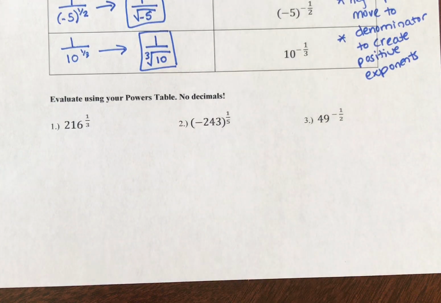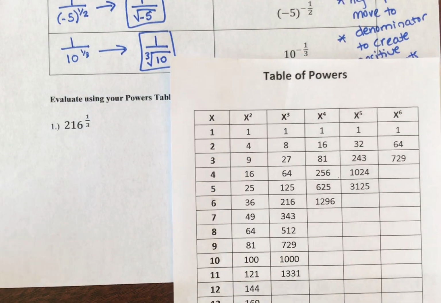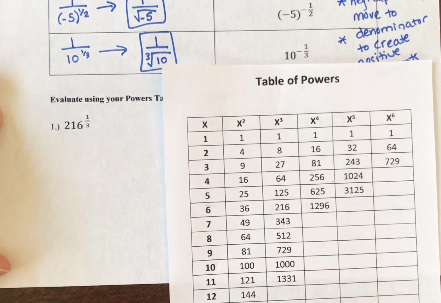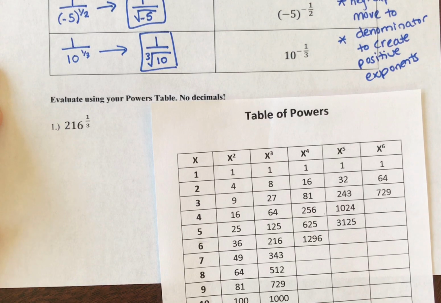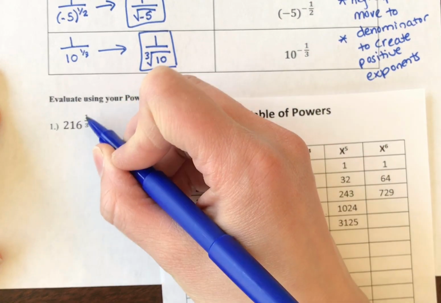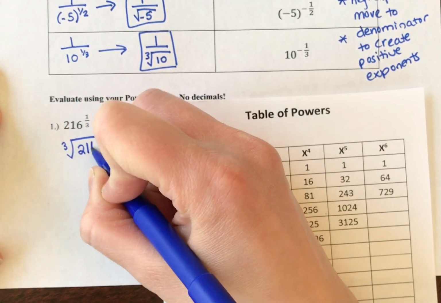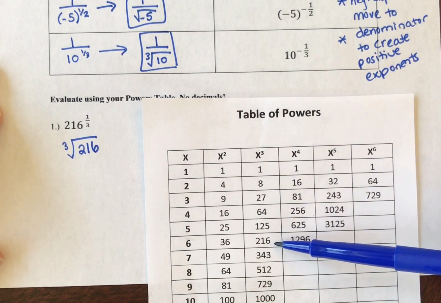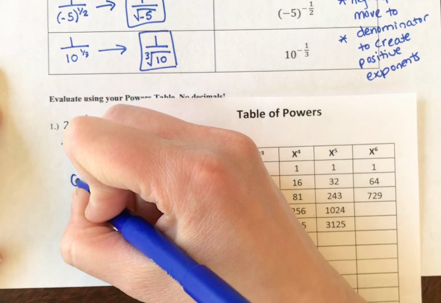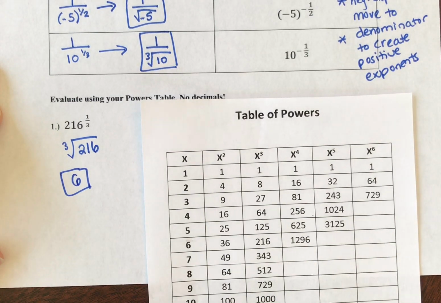So now that you can rewrite back and forth from radical to rational exponent notation, I want you to evaluate a couple of these problems without using a calculator, and I don't want decimals. So what we're going to do is use our powers table, and we're going to take this one step at a time. So if I said, well, what's 216 to the 1/3 power? Your first step is to rewrite these rational exponent notations as radical notation. So 216 to the 1/3 power is really like saying, what's the cube root of 216? Well, here's my x to the third column. So here's 216. The cube root of 216 is 6. So 216 to the 1/3 power is 6.